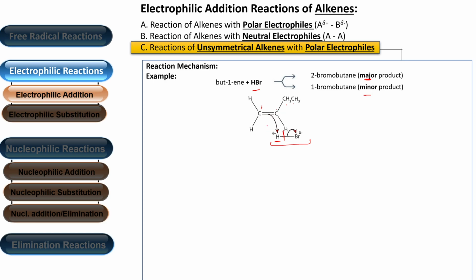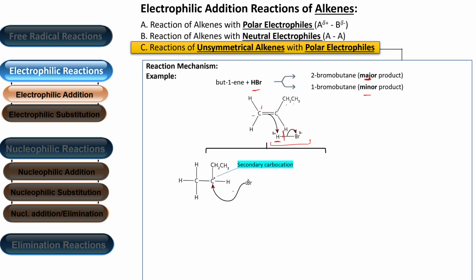So in reality, hydrogen will make a bond with this carbon, and it will also make a bond with this carbon. So that's why we'll get two different products. Let's have a look at the first option, which is the major product. So hydrogen makes a bond with this carbon, and bromine will make a bond with this carbon, called the secondary carbocation, because this is attached to two more carbons, so that's why it's called the secondary carbocation.